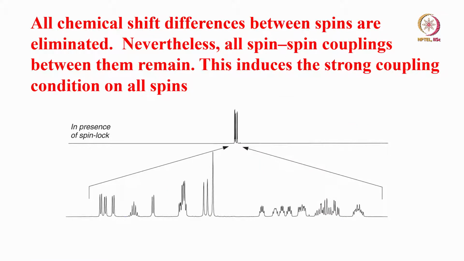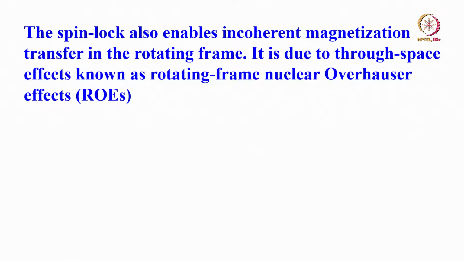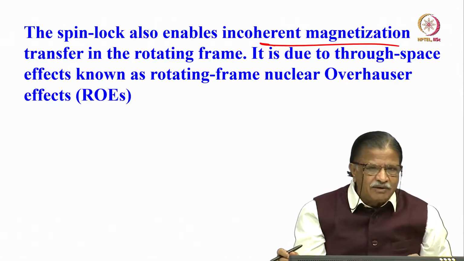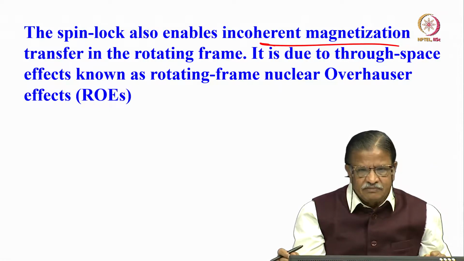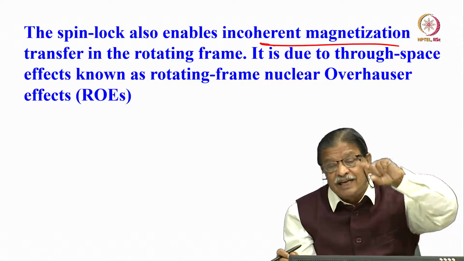Okay, so in short you will do like this. Let us say this is a spectrum of some molecule, and different chemical shifts are there. During mixing, if there is no chemical shift, all are like this, but they are coupled among themselves. So you forcibly induce a strong coupling effect. Spin lock also sometimes enables incoherent magnetization transfer. That means it need not be through a covalent bond, it can be through space also. That is a special type of experiment called the nuclear Overhauser effect in the rotating frame.